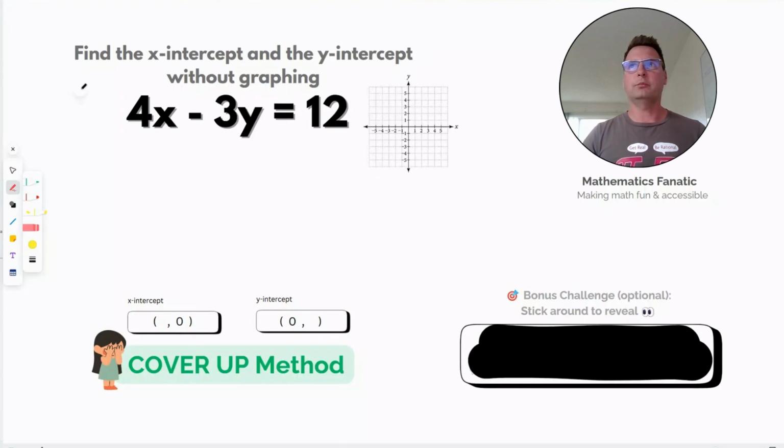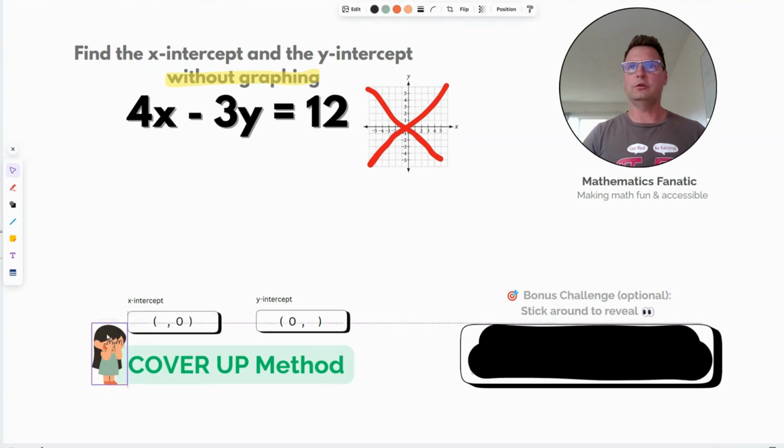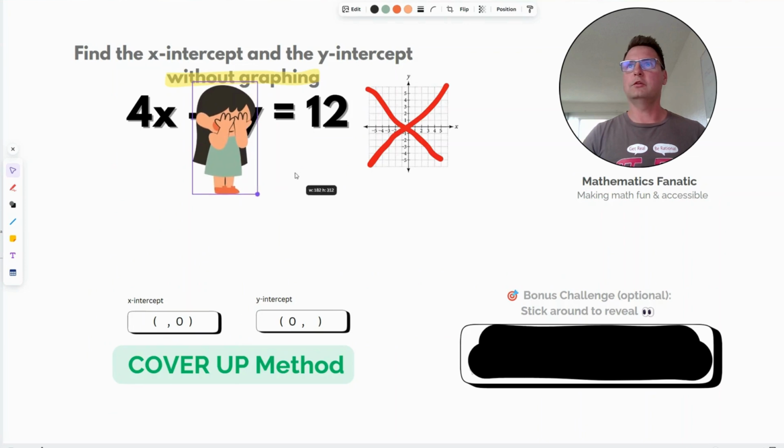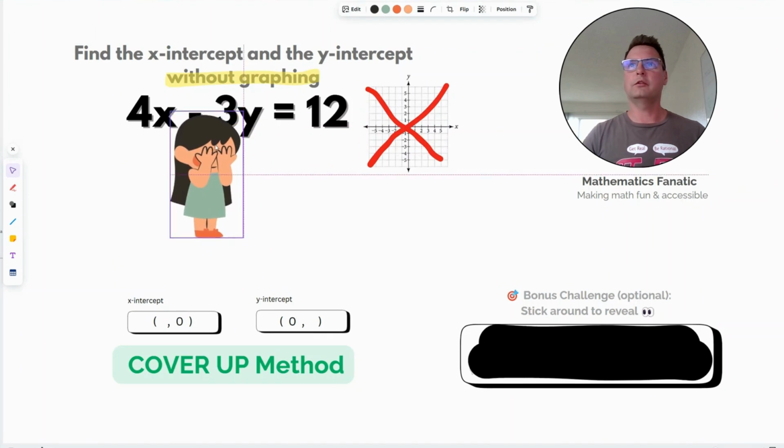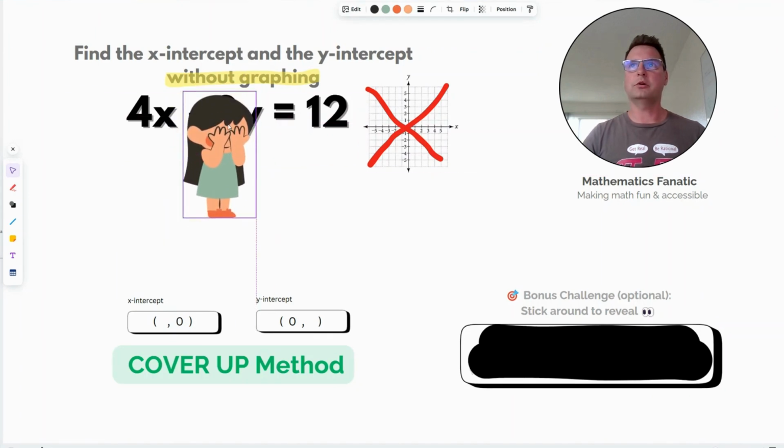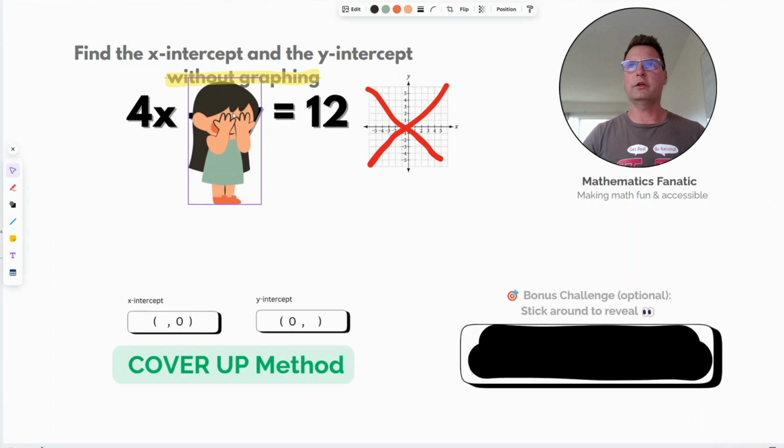Find the x-intercept and the y-intercept without graphing. Don't get to use this guy. So if we're looking for the x-intercept, we know that y is 0 always for the x-intercepts. All we have to do is find out what x is. And all we have to do is cover up the y term and then solve. Don't forget the minus sign here is part of the y term, so we have to cover that up as well.